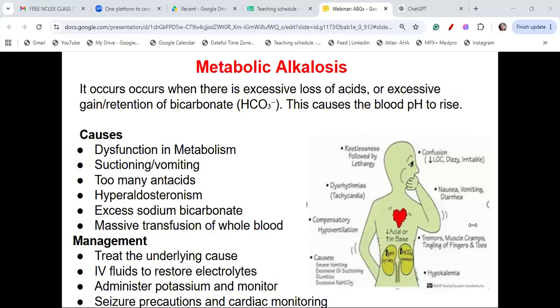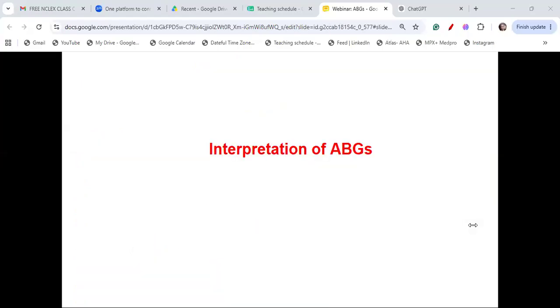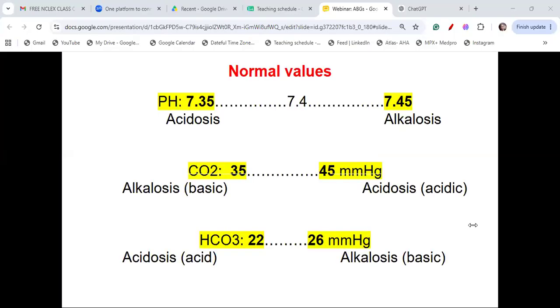Now, we want to move further to look at the interpretation of ABGs. Let's look at the interpretation of ABGs. We have key parameters that we need to know the normals so that we're able to appreciate the abnormals. So we talked about pH, we talked about CO2, we talked about bicarbonates, and these are the normals. So the normal pH is between 7.35 to 7.45. That is a must know. You don't have to be given, you must remember.